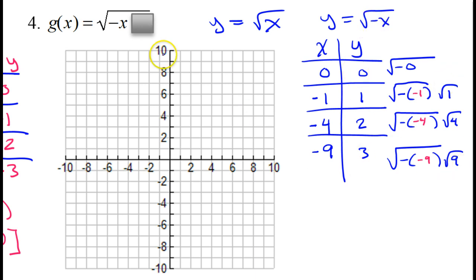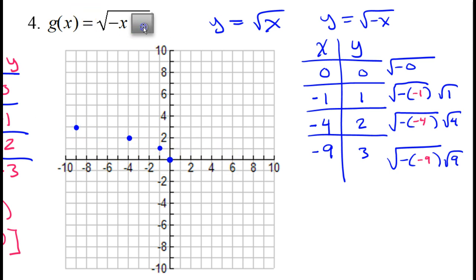Now notice, still I have covered up the addition or subtraction, whatever was under there. I think it was addition. So this will not be the final answer when I graph it, but that's okay. So this is the skeleton. So my skeleton is going to be 0, 0, and then negative 1, 1. So here's negative 1, 1. Negative 4, 2. And negative 9, 3. So here's negative 9, comma 3. All right, there's my skeleton.